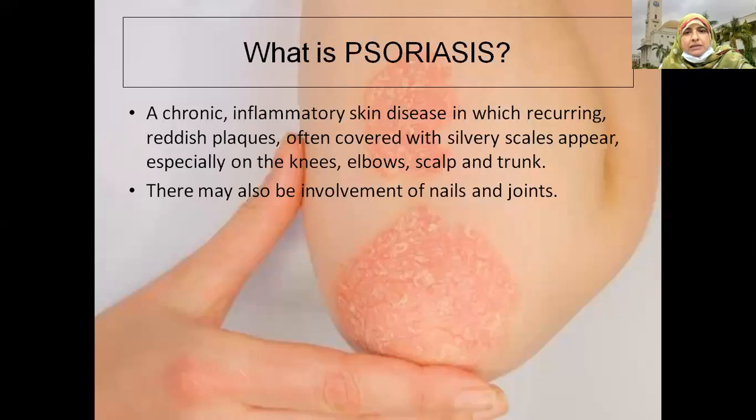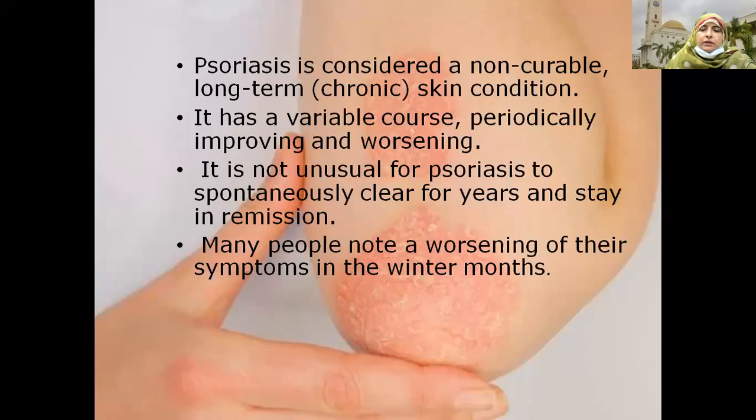So basically, this is a disease of the skin, but in its long course, it might become a systemic one. It has many systemic implications as well, and at some place in its course, it might involve the joints and even the nails. So it is considered a non-curable, chronic skin condition, that is long-term course is there, which is variable, and it might improve and worsen at times. That is waxing and waning. It has a relapsing and then remitting course.